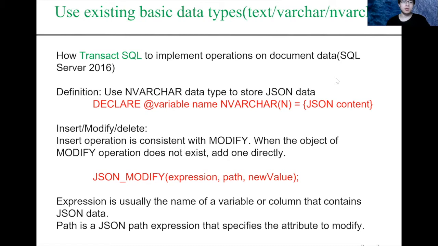Here, expression is usually the name of the variable or column that contains JSON data. Path is a JSON path expression that specifies the attribute to modify.